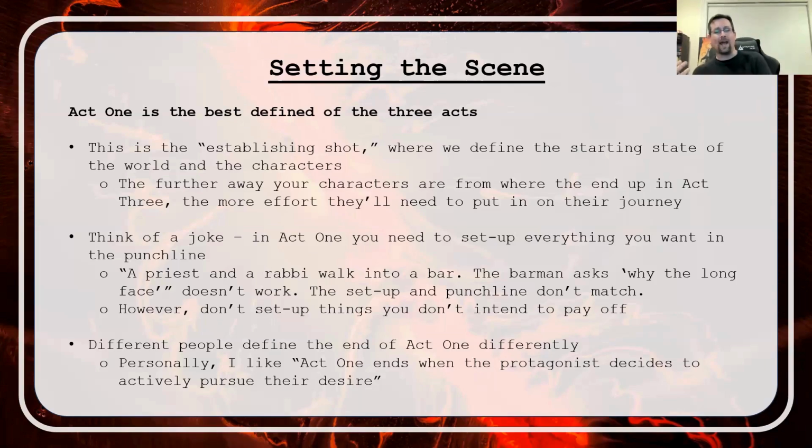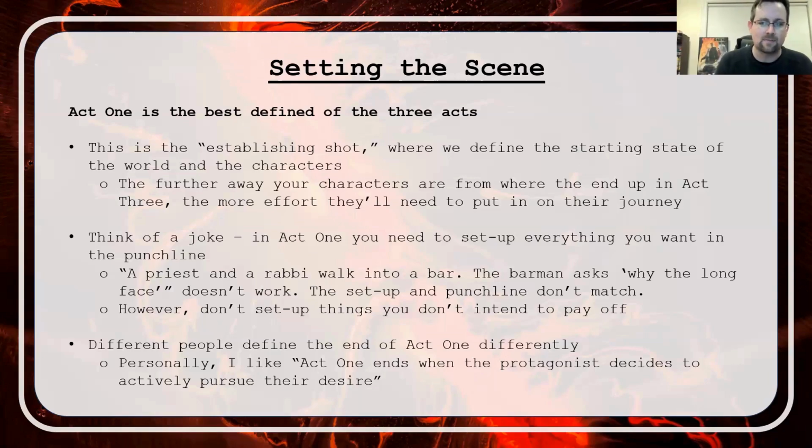Where Act One ends is often a little nebulous. There's a lot of different definitions floating around about where the transition to Act Two tends to come. They all tend to identify a fairly small window of time, so it's not critical where you are in it. I personally tend toward the definition I first heard, which is that Act One ends when the protagonist decides to actually really pursue their desire. But really, anywhere around there, we're sort of in the right ballpark.